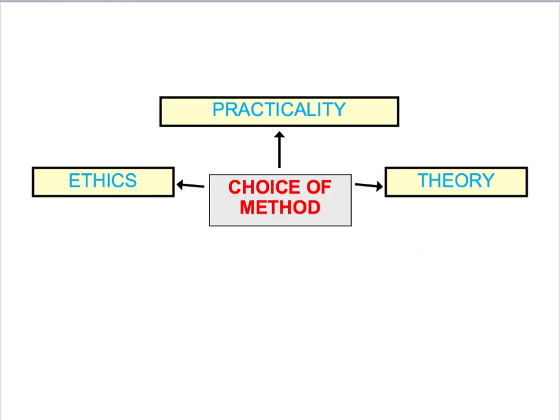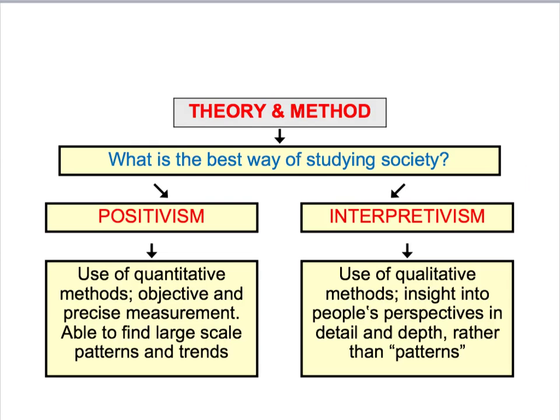Okay, and the third set of factors that influence the choice of method are theoretical debates about the best way of producing valid knowledge in a subject like sociology. Many of the earliest sociologists believed that the best way for sociology to produce valid knowledge was to adopt an approach to research that was modelled closely on the principles of the natural sciences. This scientific approach to doing research is usually referred to as positivism.